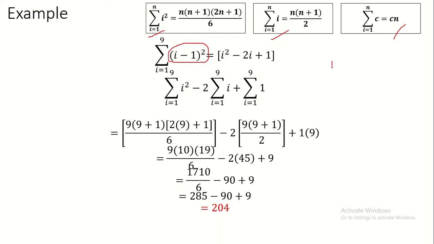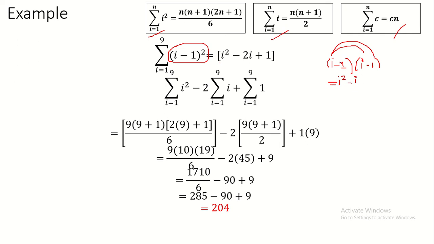The first thing we will do here is take the square of this binomial by using the FOIL method. So that is written as i minus 1 times i minus 1. Using the FOIL method, F is the first terms. So i times i is i squared. And then the outer terms, i and negative 1. So i times negative 1 is negative i.